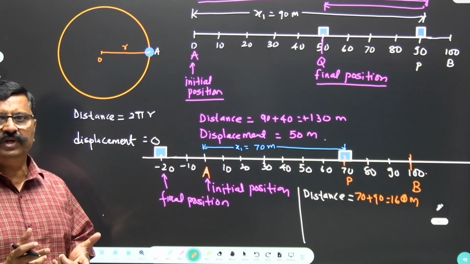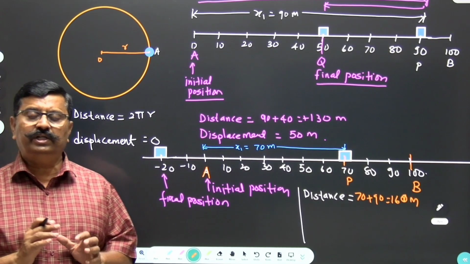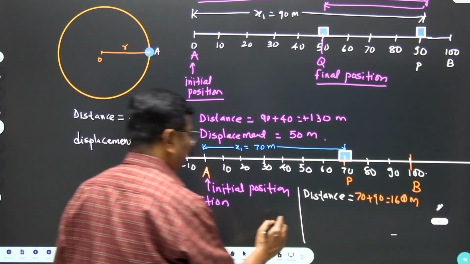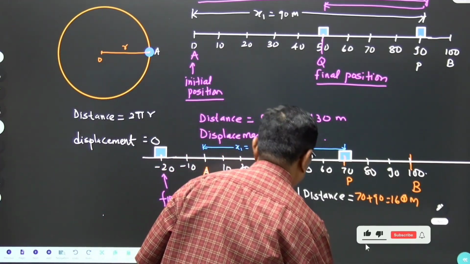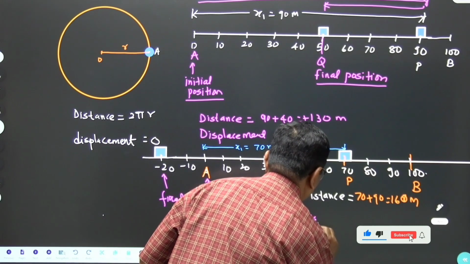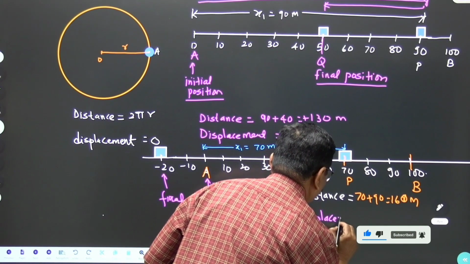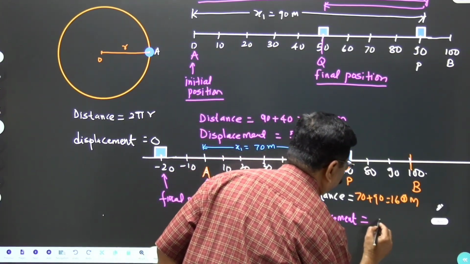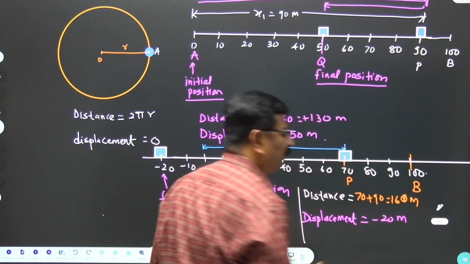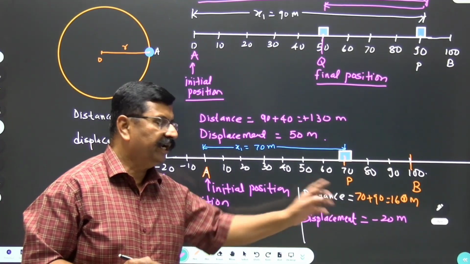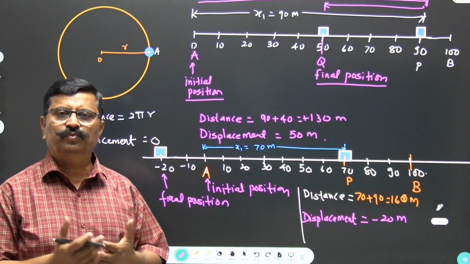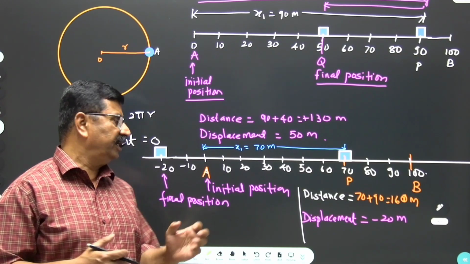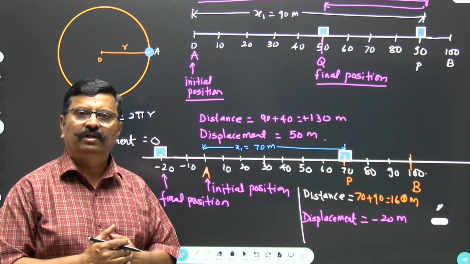But what is the displacement? Displacement is a vector quantity. It is the shortest distance between the initial position and the final position. So the displacement here is minus 20 meters. So this is the negative displacement. Displacement is minus 20 meters, meaning it is 20 meters on the left side of the initial position.